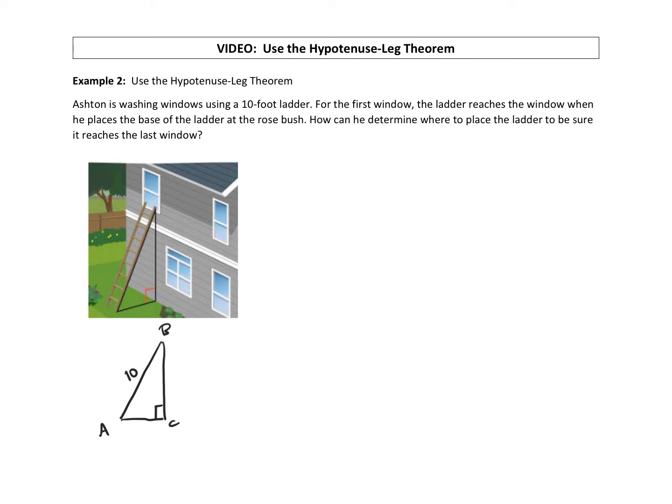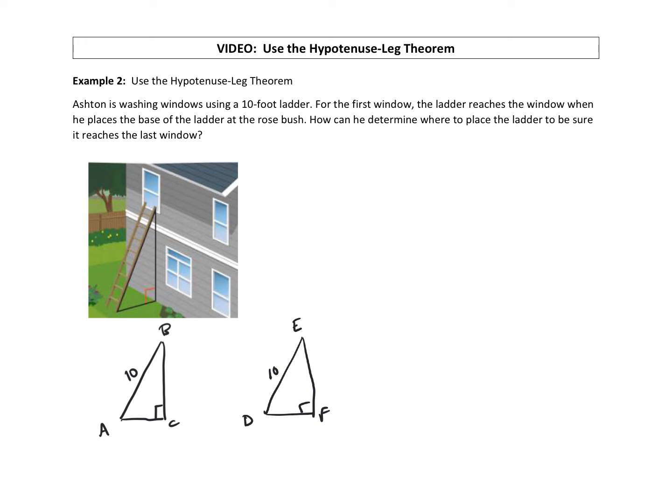So what's happening is Ashton wants to place the ladder somewhere so that he's guaranteeing that it will reach the second window. So we want a second right triangle. And if it's congruent to this right triangle that we have, then we know that he'll have placed it so it reaches the window. So the hypotenuse is 10 feet. It would be another right triangle. Maybe we'll call this one D, E, F.